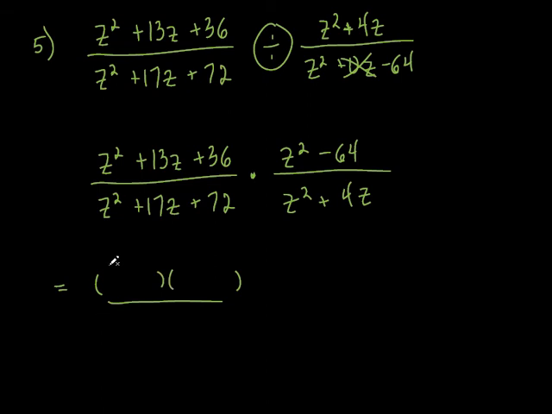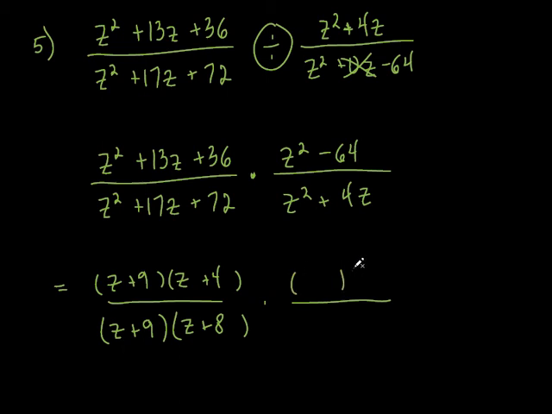So let's do this kind of quick. I got a z and a z. What do you got? 9 times 4, right? So 9 and 4. And then on the bottom, we already did this one on the last problem, didn't we? Z and z, 9 and 8, right? Multiply. Difference of two squares. Well, difference of two squares is nice and easy to factor. So I've got a z and a z, and I got a plus 8 and a minus 8.